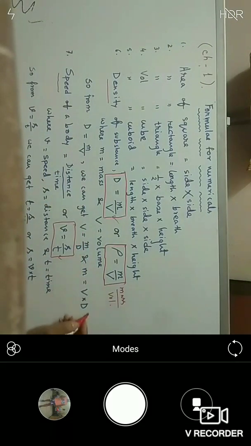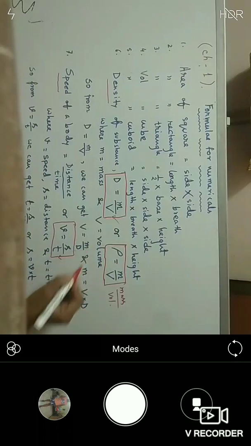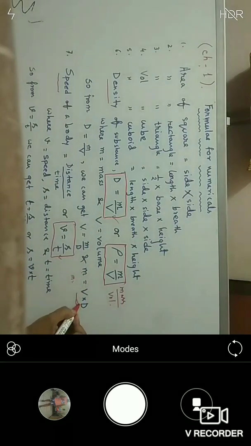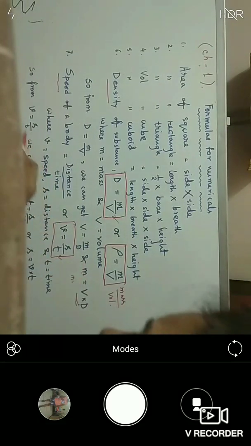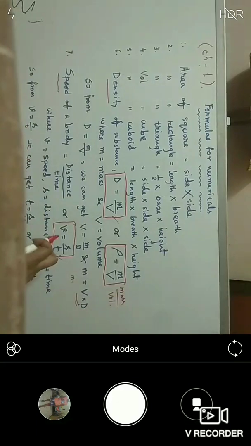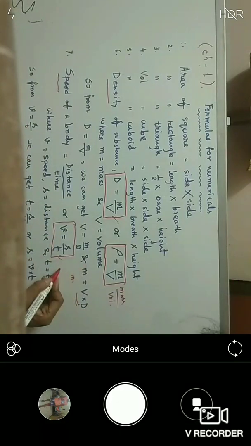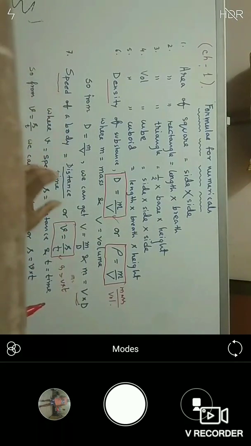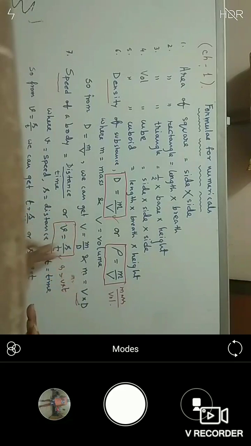Another way, if you want to get the value of M, M equal to V into D, that is written here. One more thing, v equal to s by t. From here also we will get s equal to v into t. That is one more formula, v into t. Another one, t equal to s by v. So from one formula we get another 2.